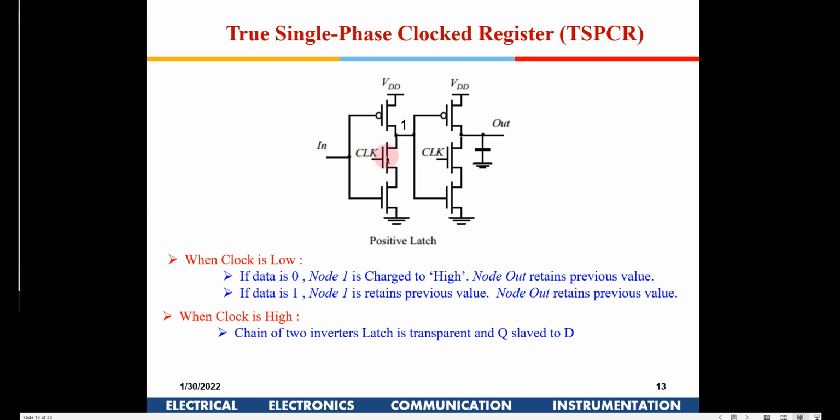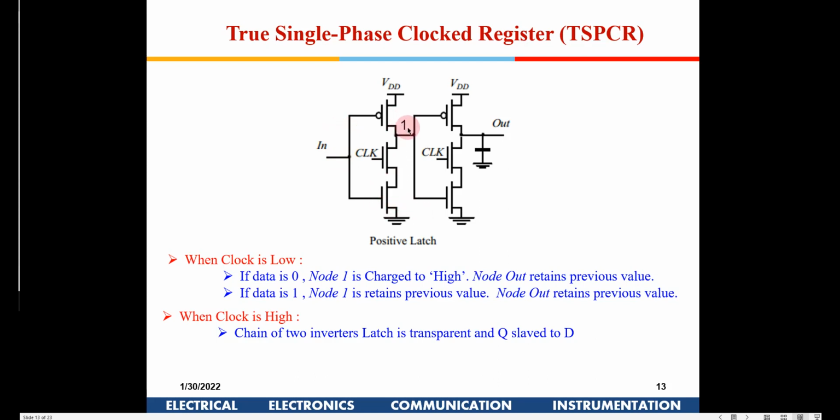There could be two different situations. First, when the input was initially 0. Assume initially the input data was 0. So it was 0 here, it is 1 here, it is 0 here. Now from 0 to 1, it's making a swing. If it is making a swing from 0 to 1, this transistor will switch on.